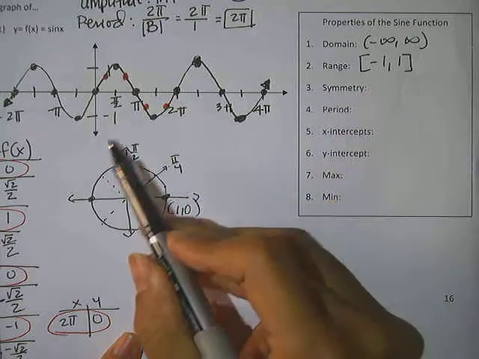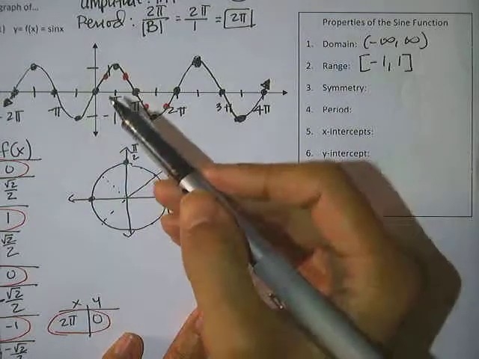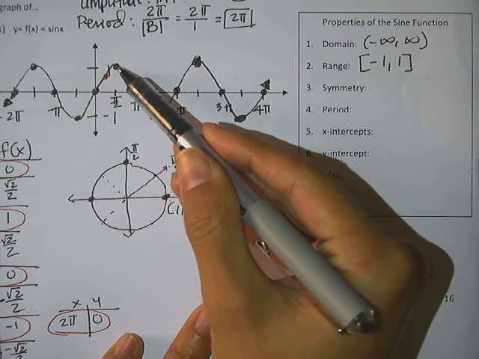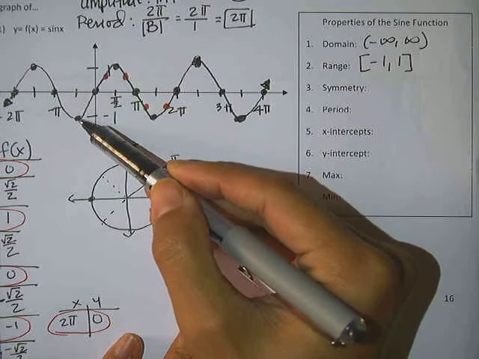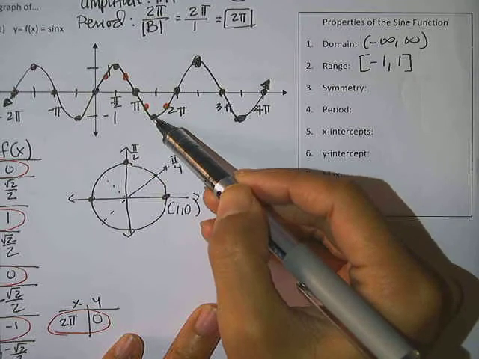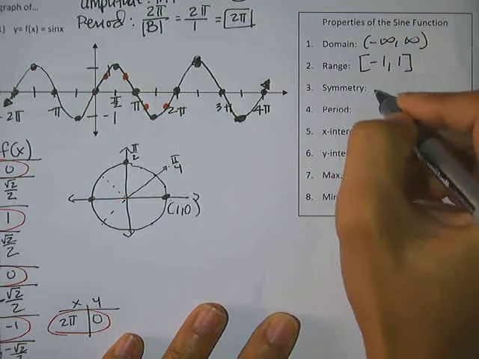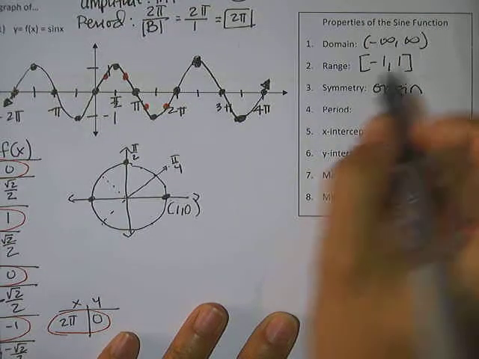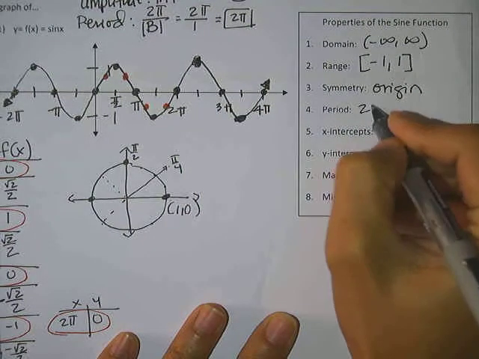Symmetry: what is it symmetric about? It's symmetric about the origin. If I pick a point in quad 1, there should be a point in quad number 3. If I pick a point in quad 4, there should be a point in quad 2. So this is origin. Period, we found it earlier. The period is 2 pi.